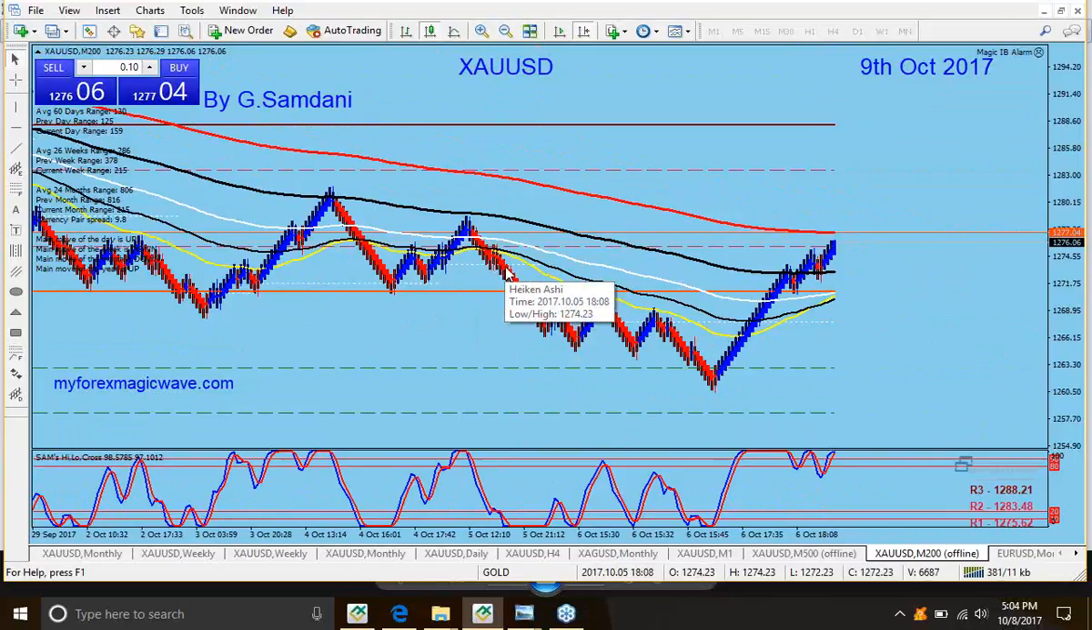All right, so let's see. Even if the market opens up, it just makes very chaotic moves.